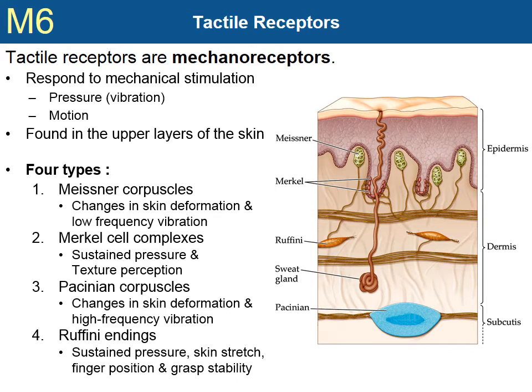The Ruffini endings are also deeper in the skin. They detect sustained pressure and skin stretch. They are involved in detecting finger position and grasp stability.